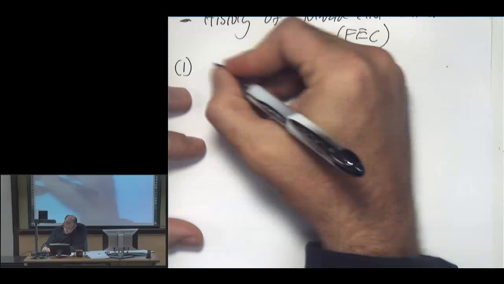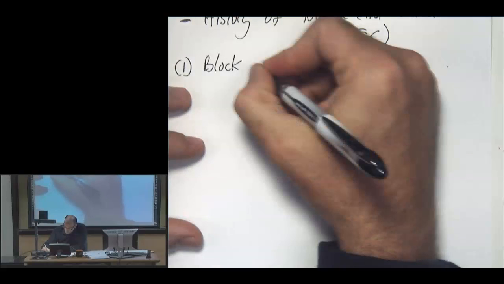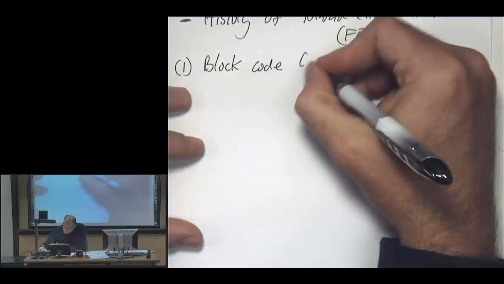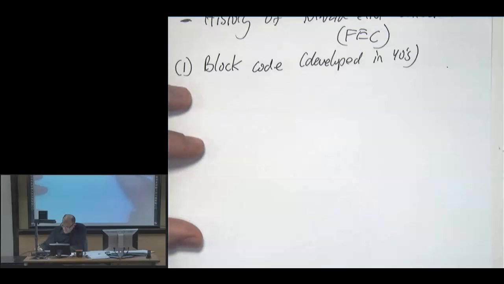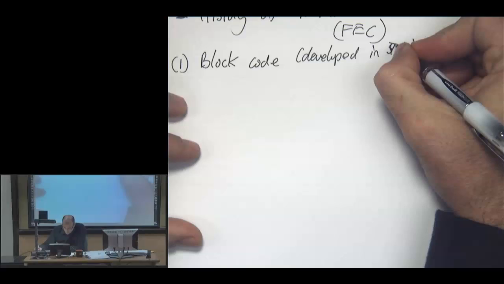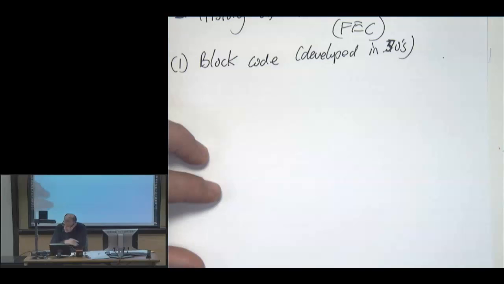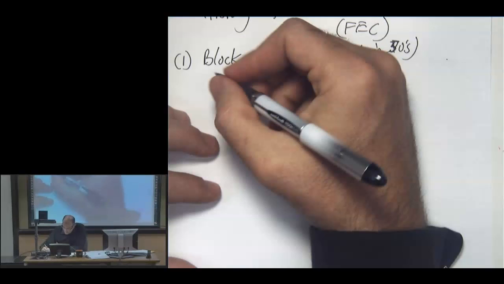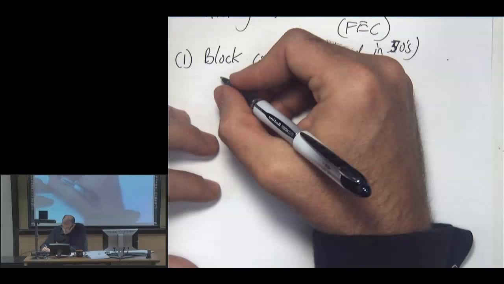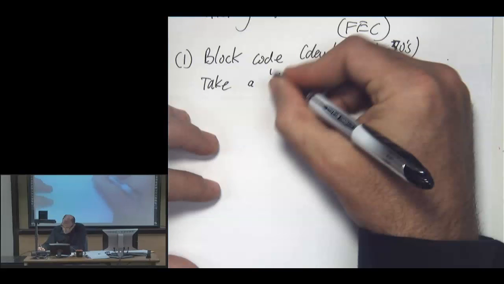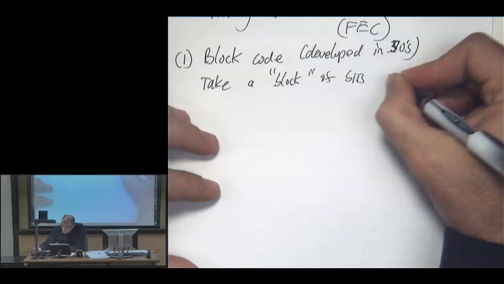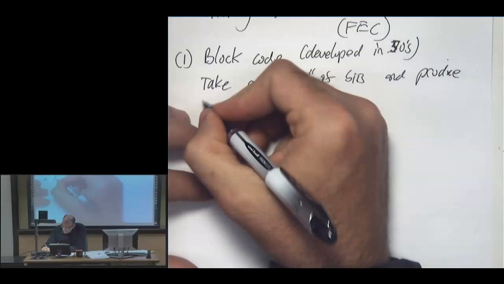And so I'll start off with the earliest form here, which is what's called the block code. This was developed originally, actually even started in the late 40s, but primarily researched in the 50s. So even though it was developed a little bit earlier here. And so what is meant here by a block is you take, say, a block of bits and produce a longer block.